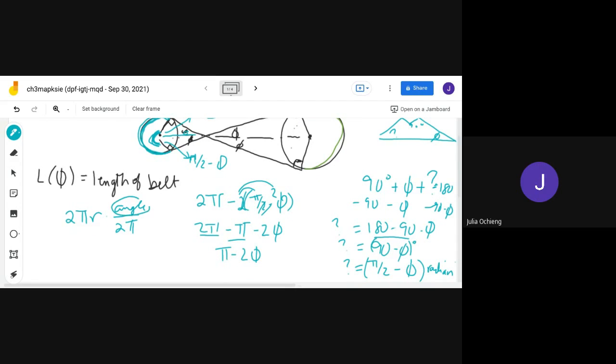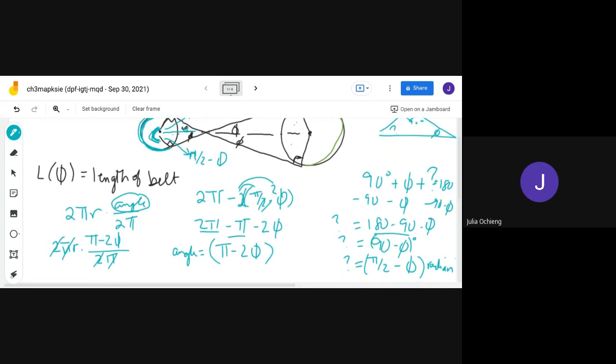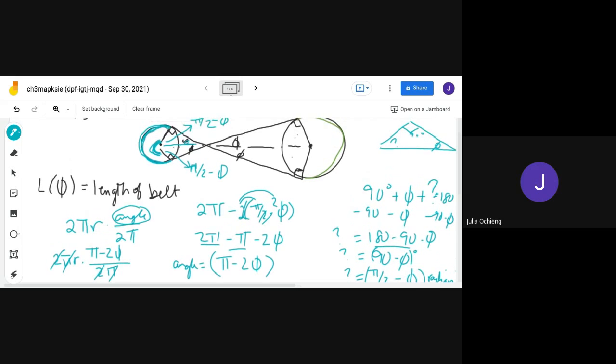So the angle here was this, pi minus 2 phi. So that's the angle. So it's going to be 2 pi r times (pi minus 2 phi) all over 2 pi. That cancels out, that cancels out. It's going to be the radius. Now the radius of the smaller circle I should have marked in there. The smaller circle has a radius of 10 and the bigger one has a radius of 20. Okay, and it's centimeters.